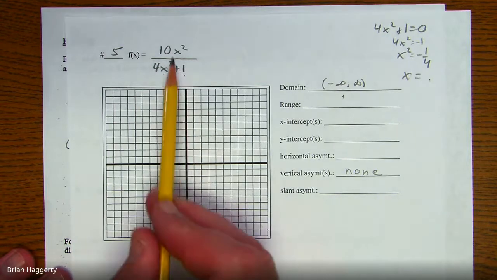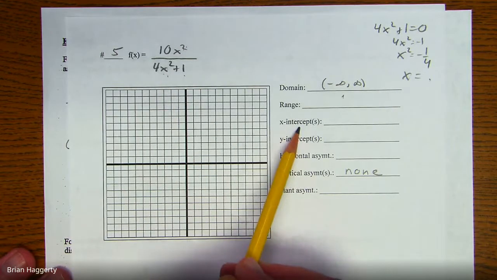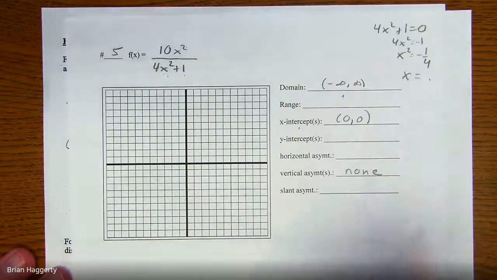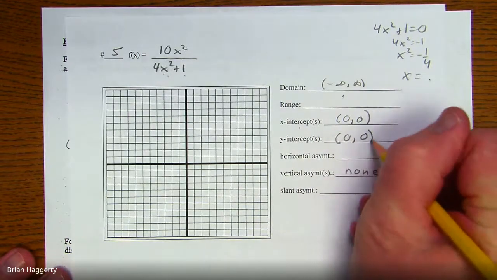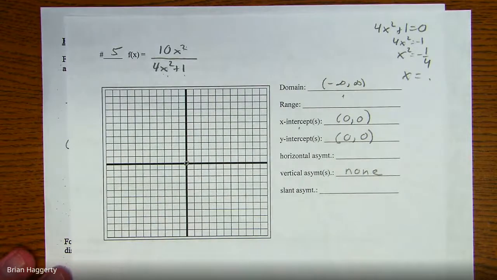As long as this is simplified, which it is, the x-intercept is going to be when the top of the fraction is equal to 0. 10x squared is 0, so x is 0. If 0 is an x-intercept, it must be the y-intercept. So far, that's what we got, a point. Not much to go on yet.